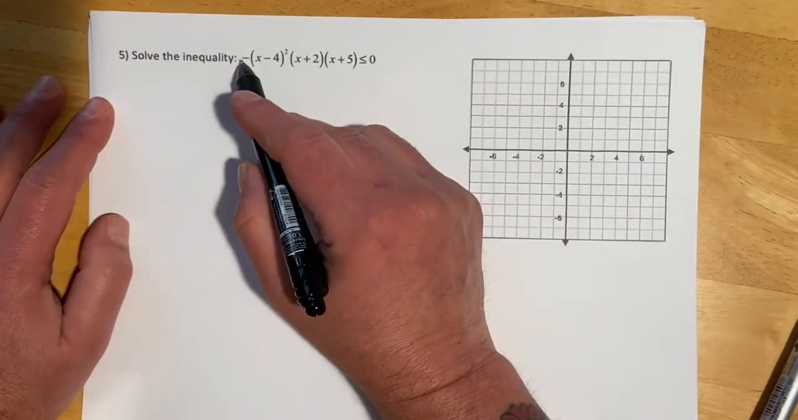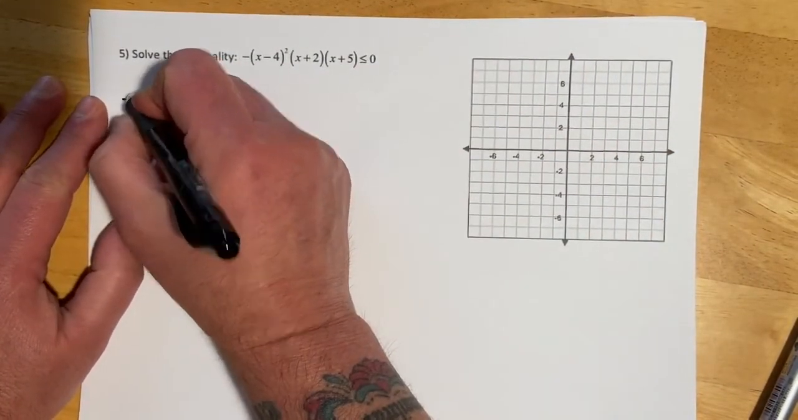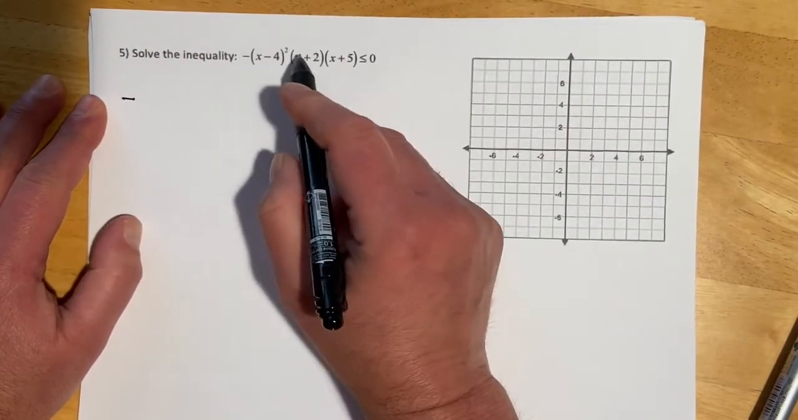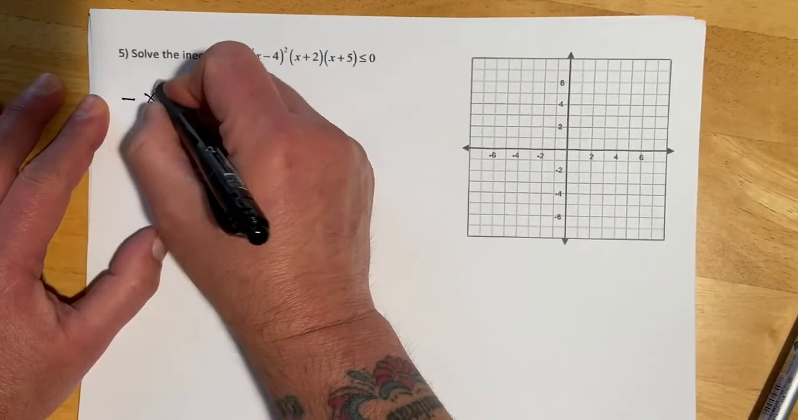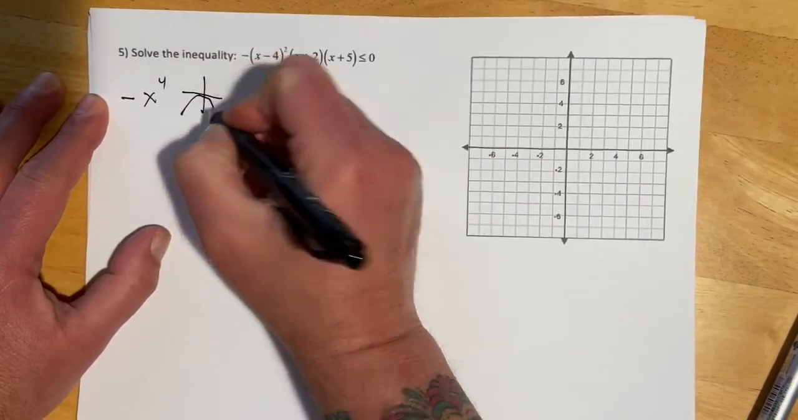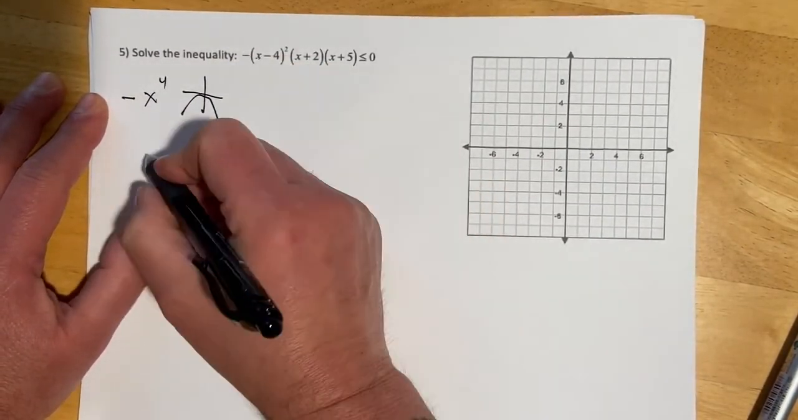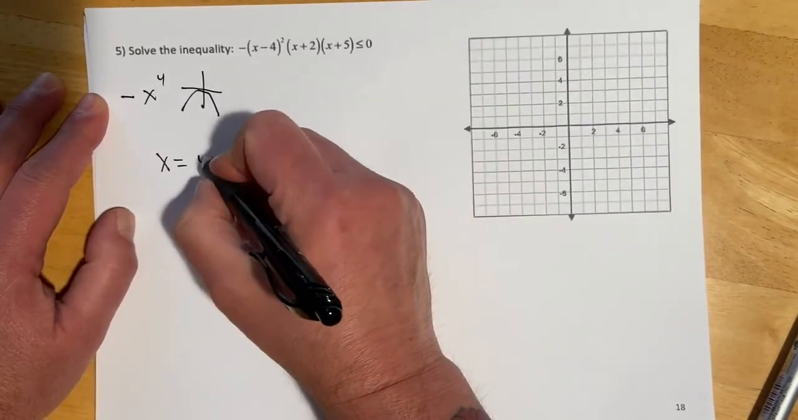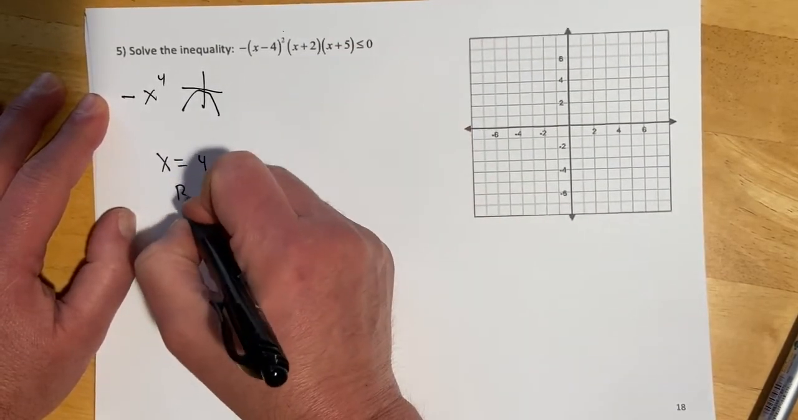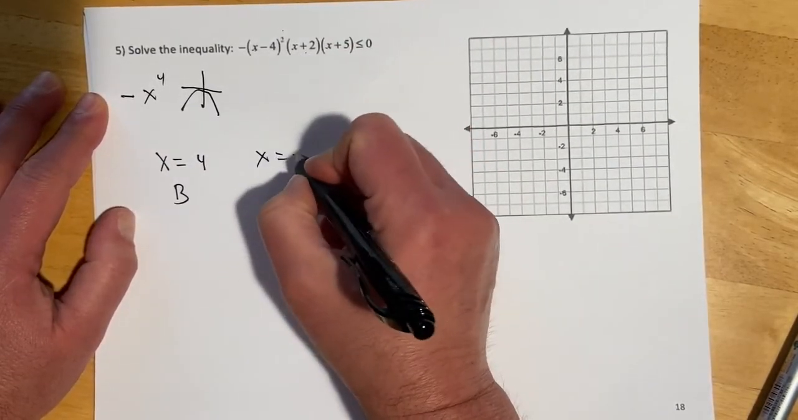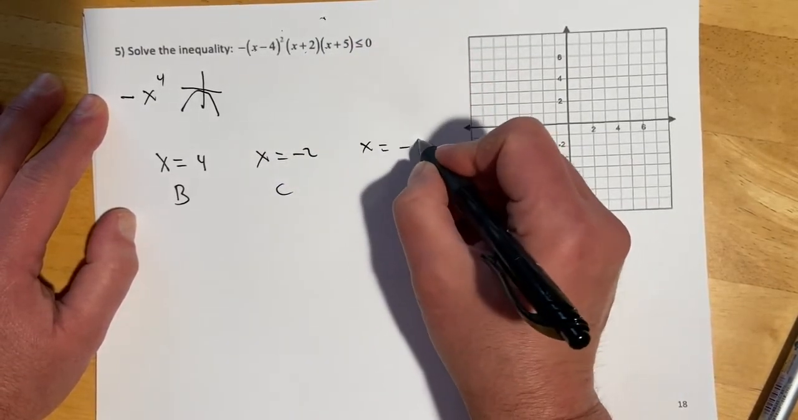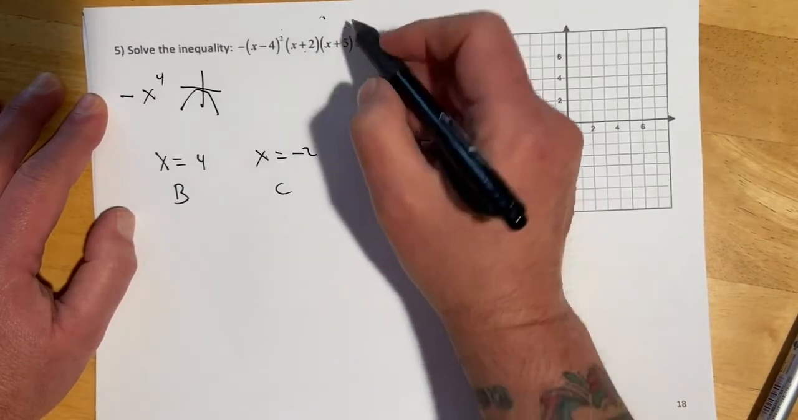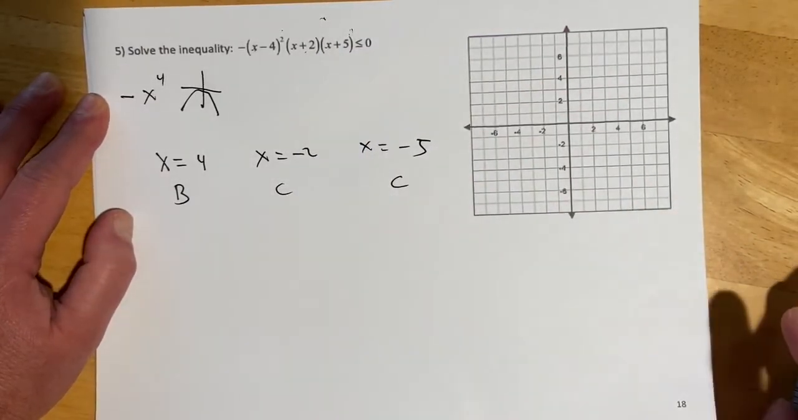Okay, so for this one we got a negative in front. And I got, let's see, 1, 2, 3, 4 x's. So this would be a negative x to the 4th, and so I would expect this to open down. I have x's at 4, and that's even, so that will bounce. At negative 2, that's odd, so that will cross, and then at negative 5. And again, odd power, so it crosses.